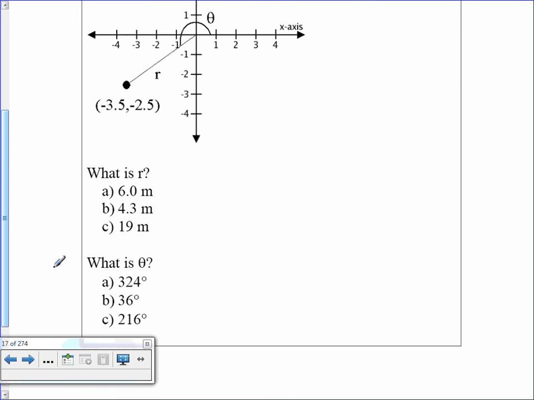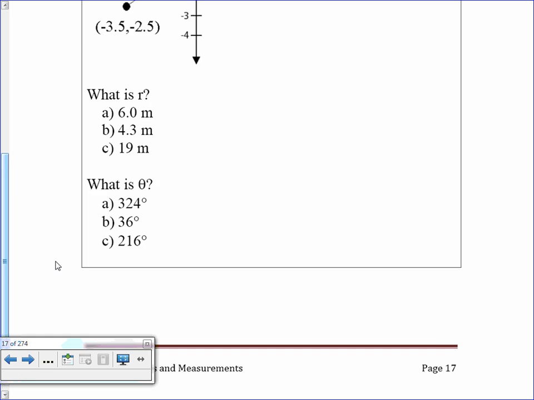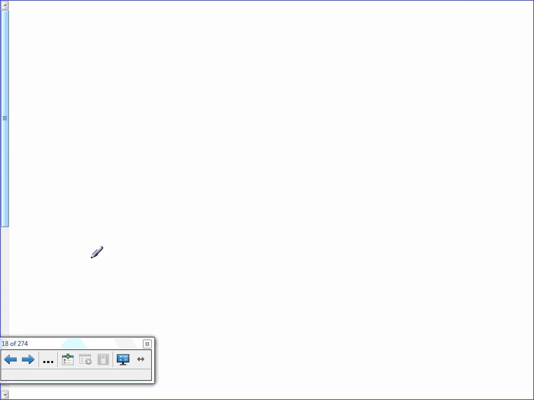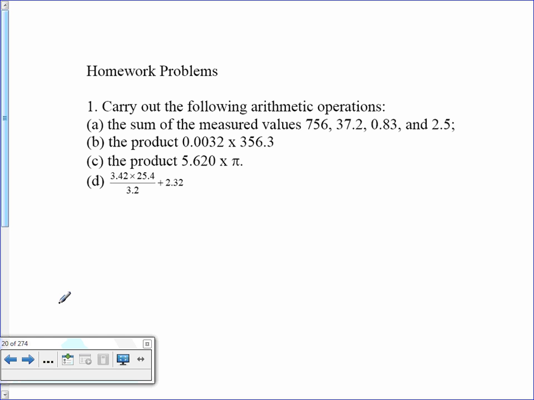There's a quick test question, something similar to what you might see on your exam in a couple of weeks. All right, that's the end of that chapter. The online quizzes will be due soon.